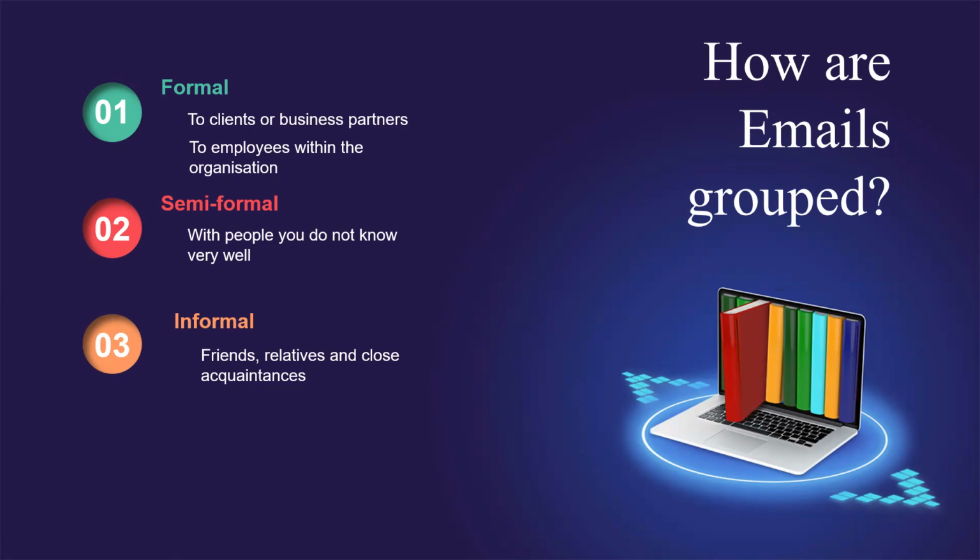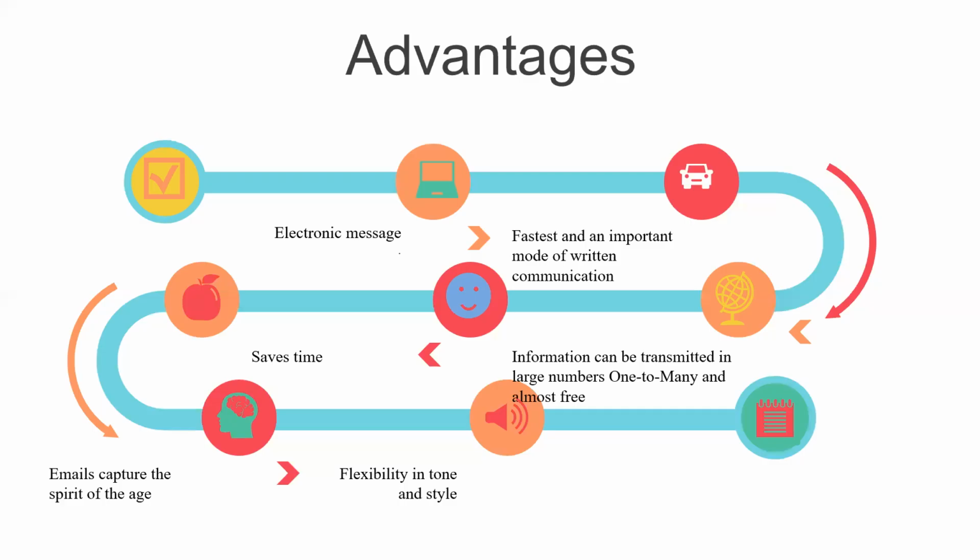And the other one is the informal. These emails are sent to friends, relatives, or very close acquaintances whom we are very well informed with. So this is how the emails are grouped into three types.